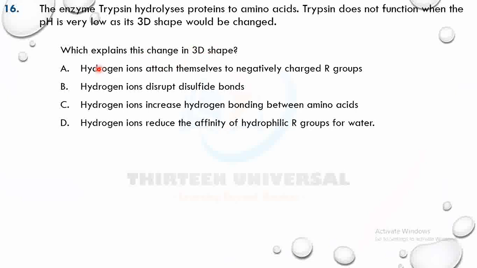A says hydrogen ions attach themselves to negatively charged R groups. Yes. Hydrogen ions are positively charged, so they bind to the negatively charged R groups and then break hydrogen bonds or ionic bonds, and that changes the 3D shape. So A is correct. What is wrong with B?